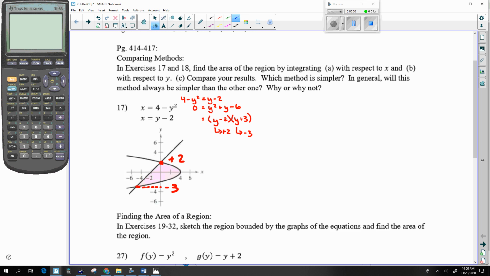Okay, on with this. I'm just going to do this with respect to y because it's going to be simpler. I swear to you, it's going to be simpler in this situation. Again, not in every situation, but in this situation, heck yeah, it is. So integrating, this is going to go from negative 3 to positive 2 of the right, which is the parabola, the 4 minus y squared, minus the line, which is y minus 2.